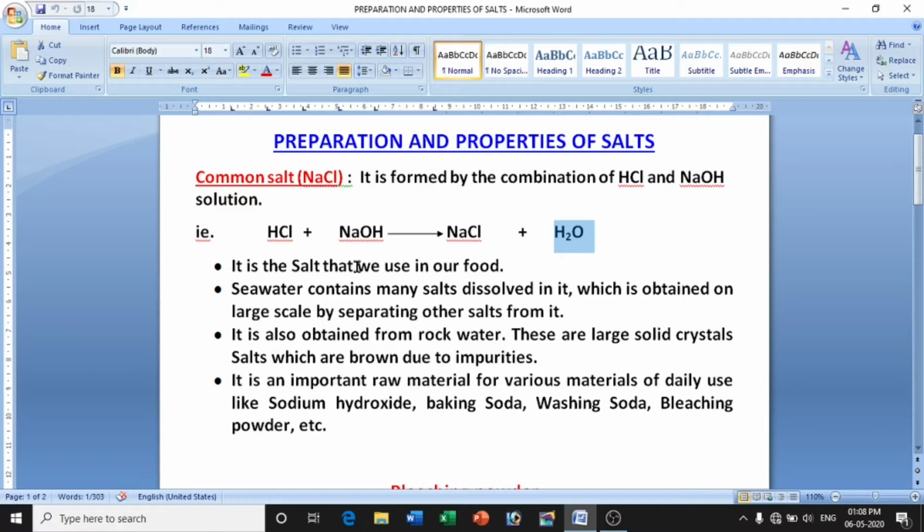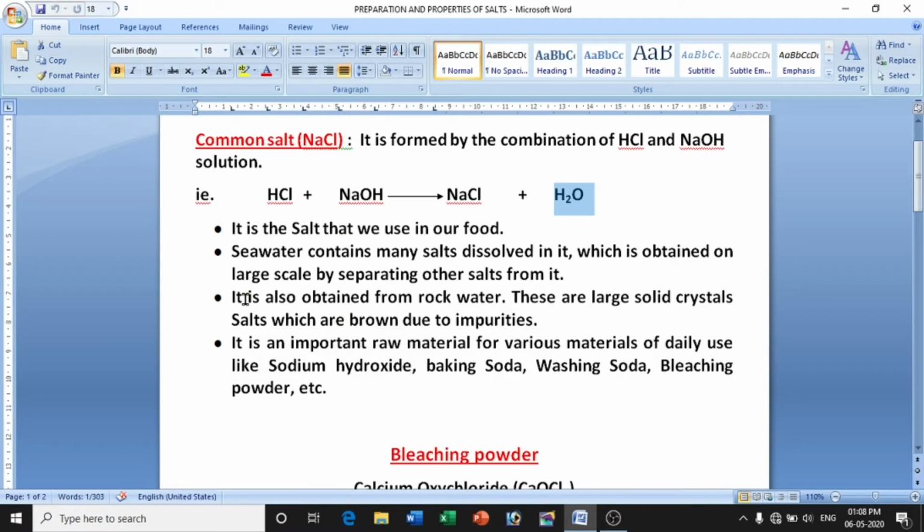It is a salt that we use in our food. Seawater contains many salts dissolved in it, which is obtained on a large scale by separating other salts from it. It is also obtained from rock salt. These are large solid crystals of salt which are brown due to impurities. That means due to the presence of some impurities, they are brown.